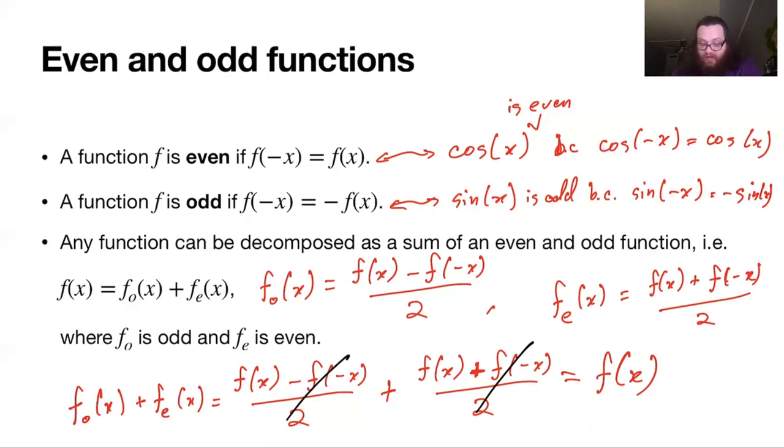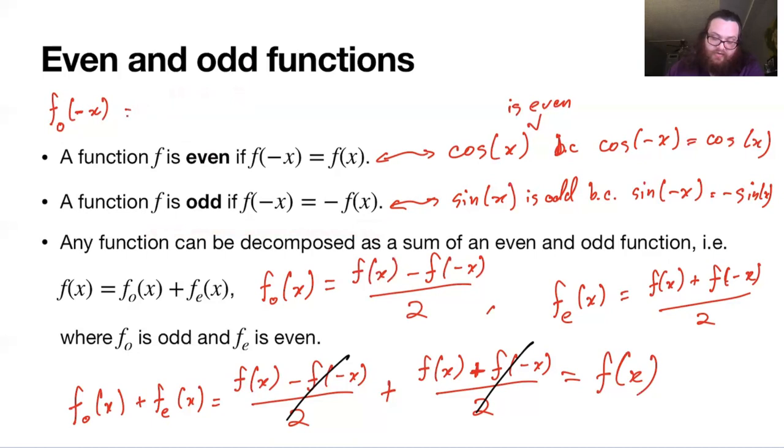The other 2 things to verify are that f odd is odd and f even is even. To do that, we can just plug in negative x. So for f odd of minus x, for this to be odd, we want this to be equal to minus f odd of x, coming from this definition.